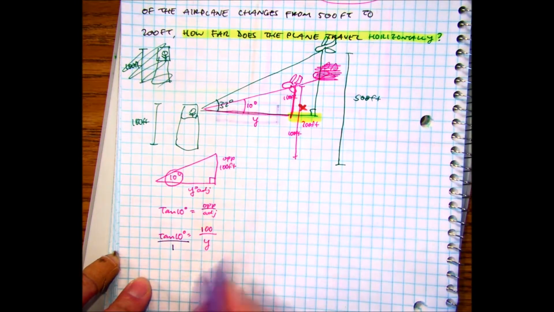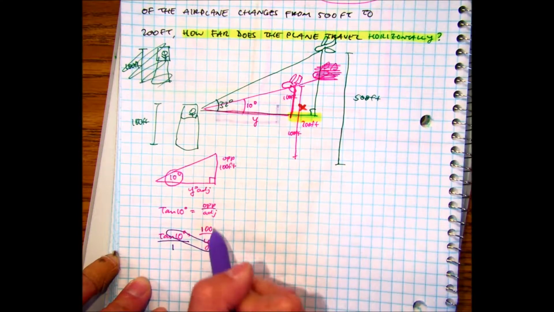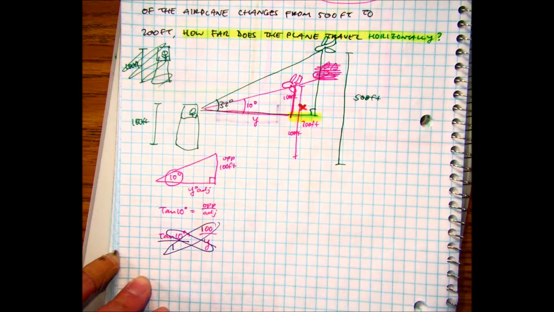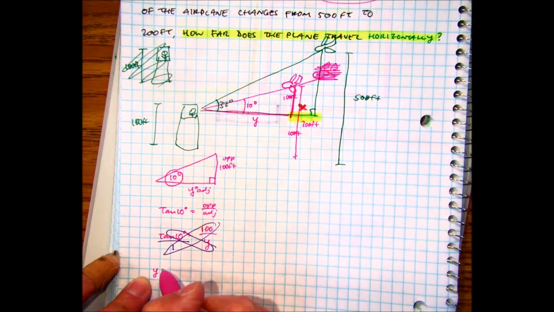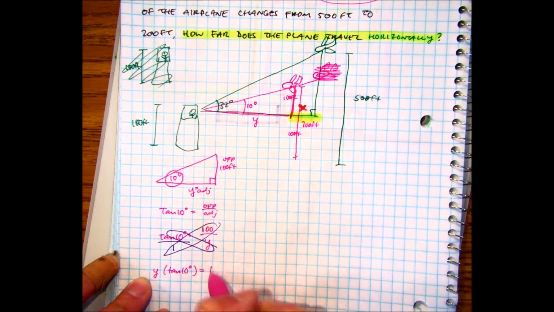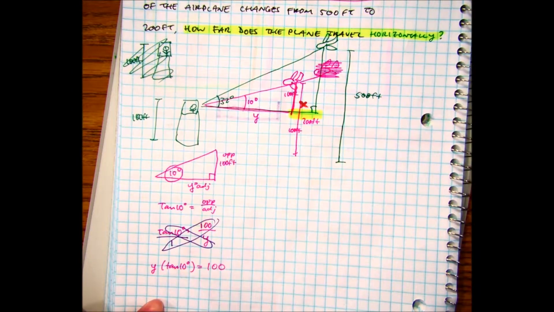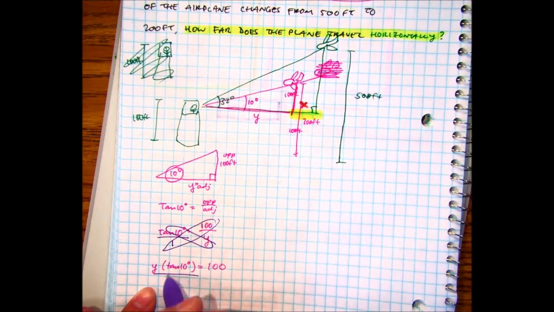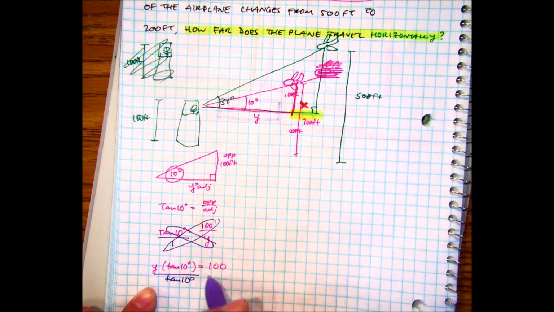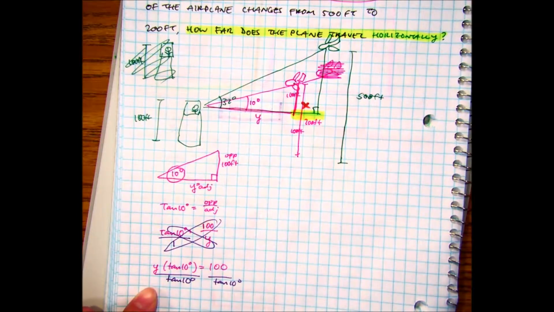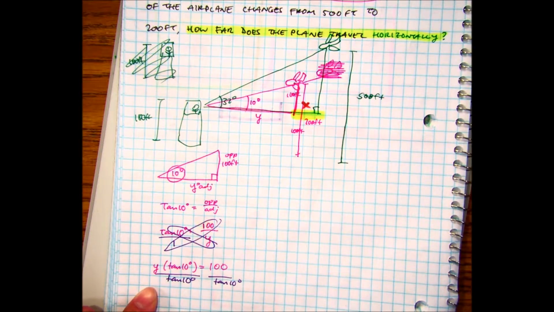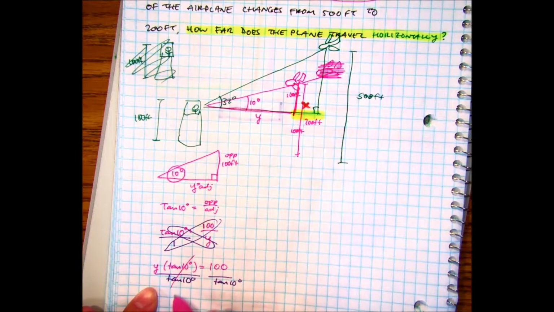We can make this over 1 and just cross multiply. Now I have y times tangent of 10 equals 100. We're trying to solve for y. All I have to do now is divide by tangent of 10. Now I'm going to leave my answer in two ways. Here I have a calculator-ready equation, 100 divided by tangent of 10.